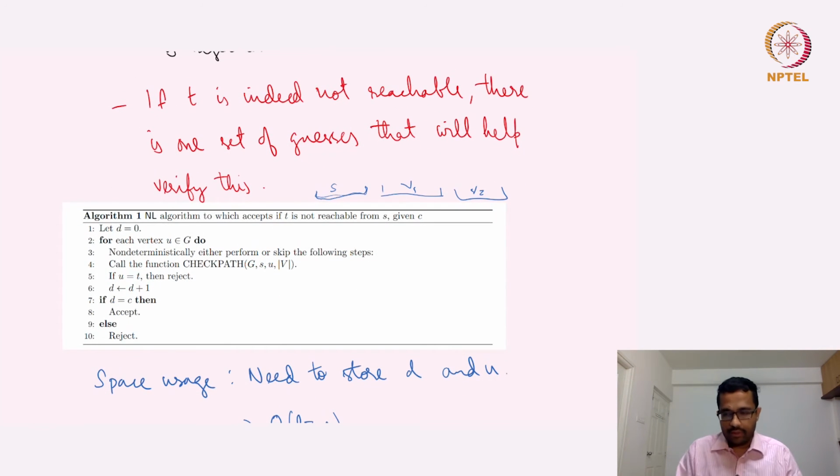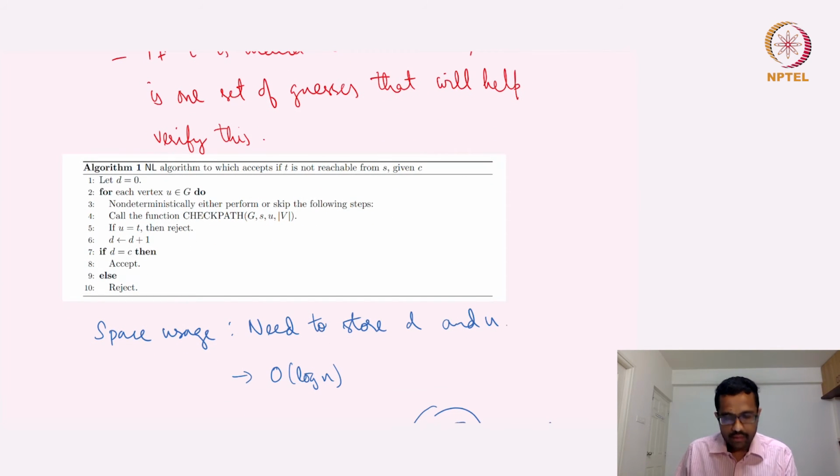So let me just say it once again. I'll erase this part. So this is a small bit. D is the count of the vertices reachable from S. We assign it to 0, right? So I am talking about item number 1 here. We initialize it to 0, and for each vertex U in the graph, we either select it to be a reachable vertex or we select it to be an unreachable vertex. If it is selected to be a reachable vertex, then we call the function checkpath of G, S, U, V.